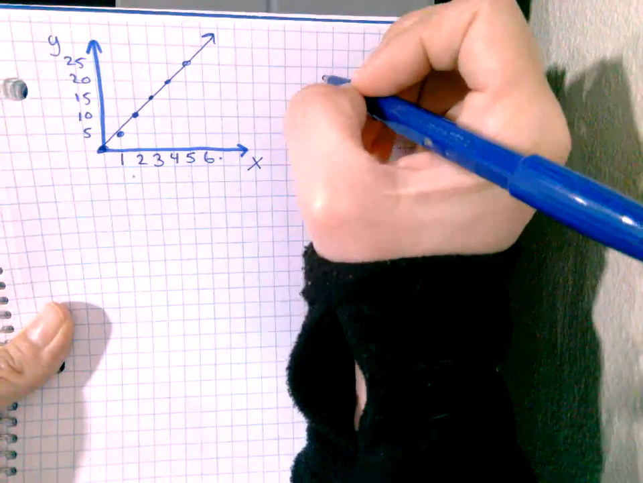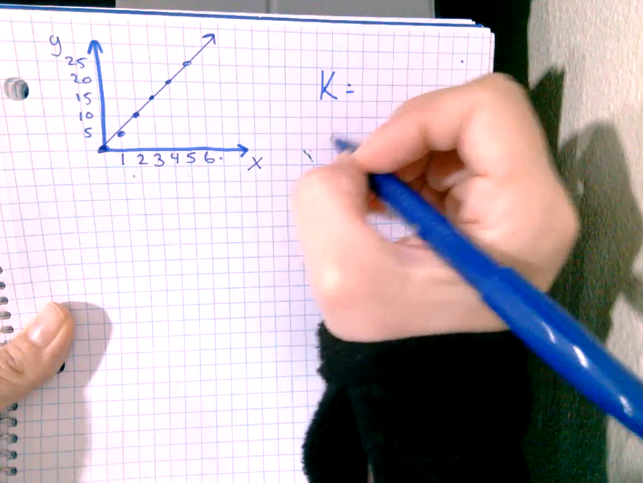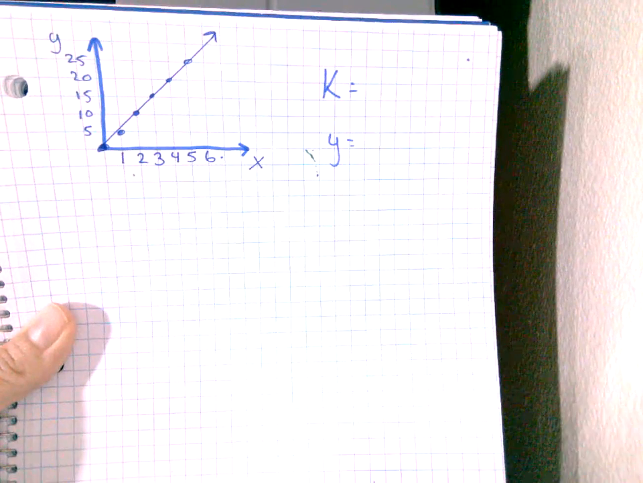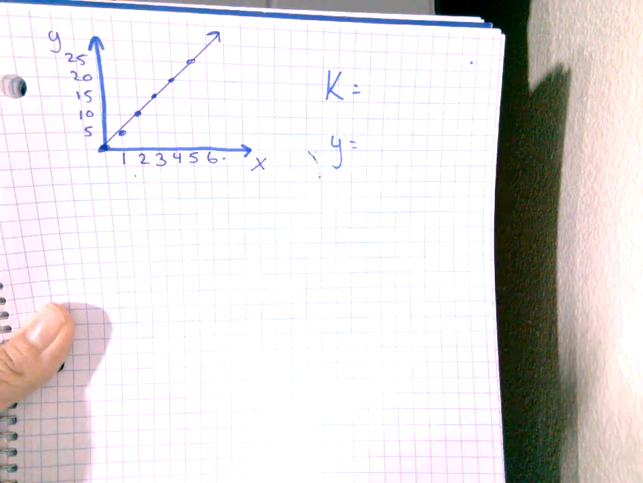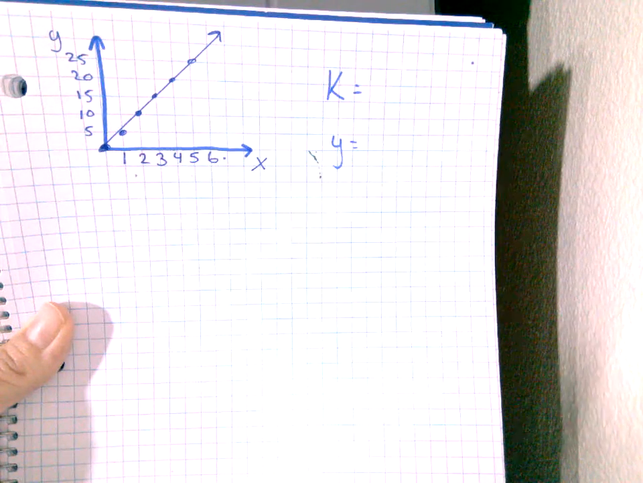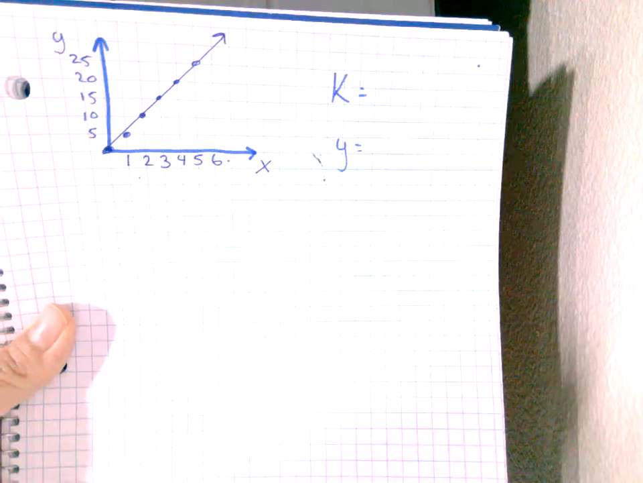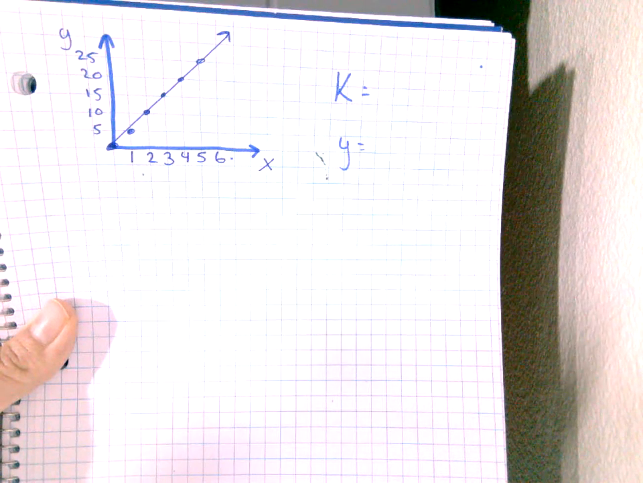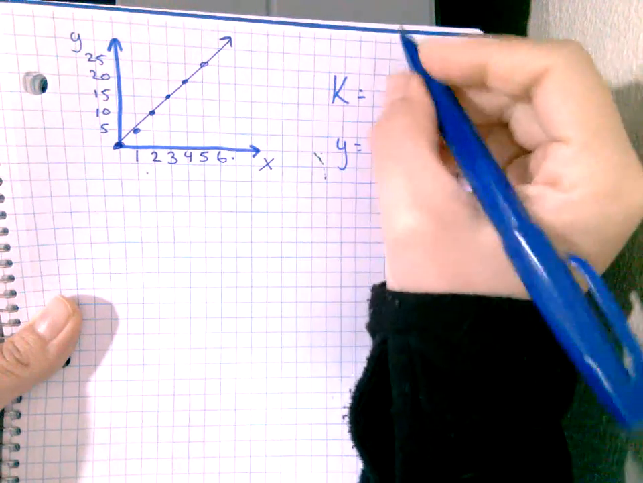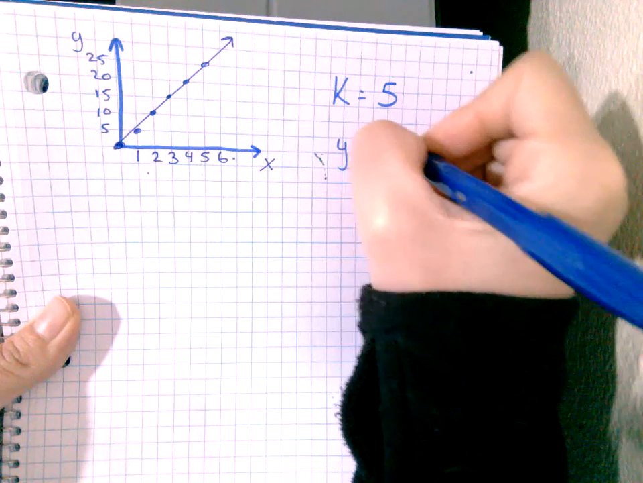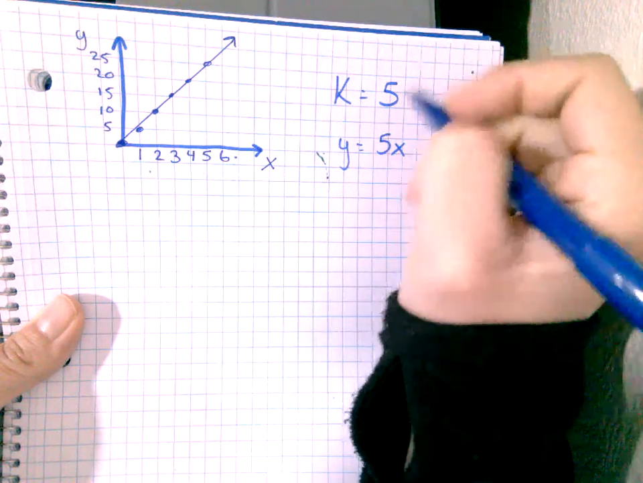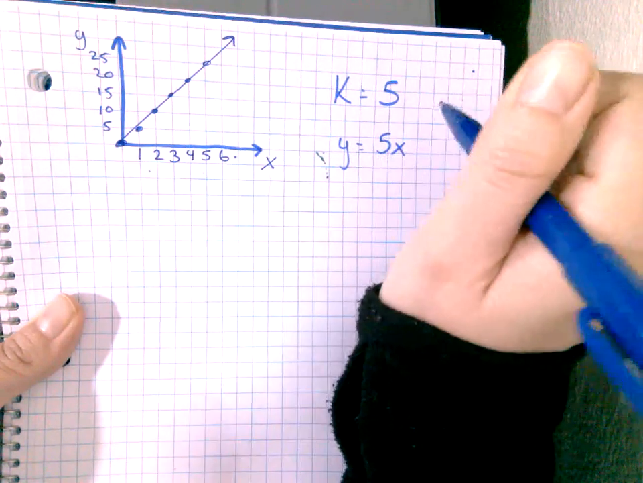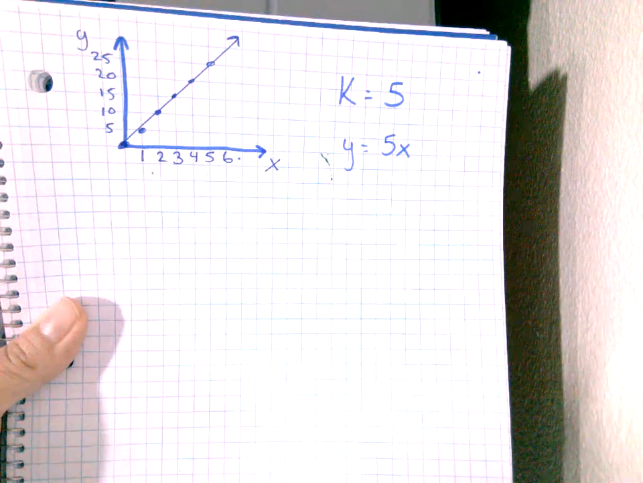What is k? What is my equation? What is my unit rate? What is my equation? Anybody take a wild guess? Yep. So the unit rate is 5. So the equation is 5x. How do we get that? Where do we see it on our graph? Where do we see that k equals 5, so therefore y equals 5x? Where do we see the unit rate from a graph?